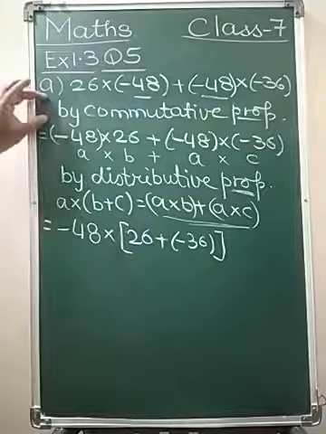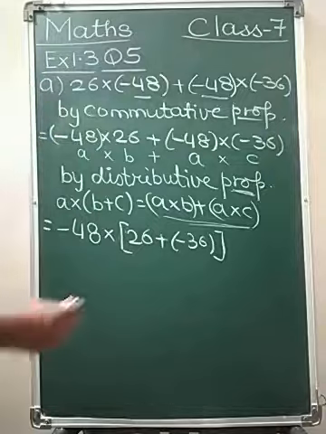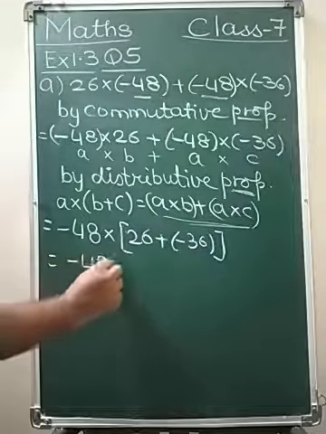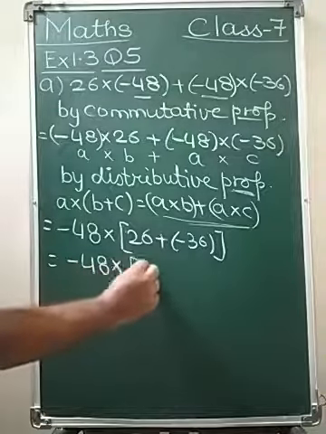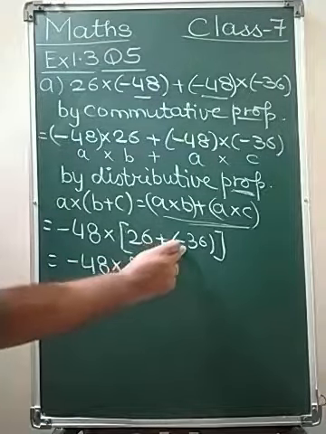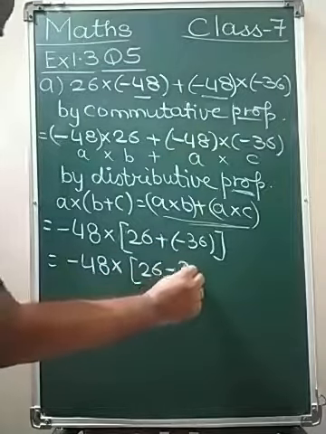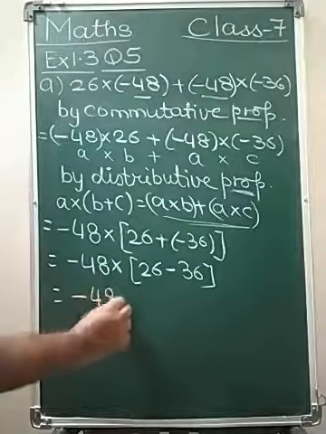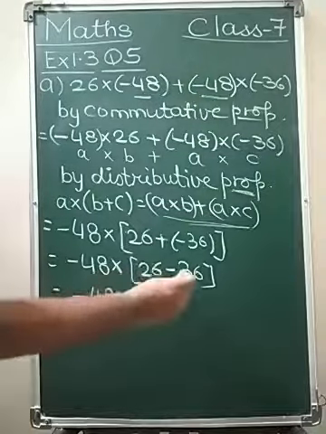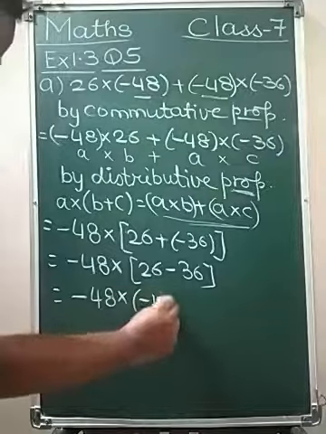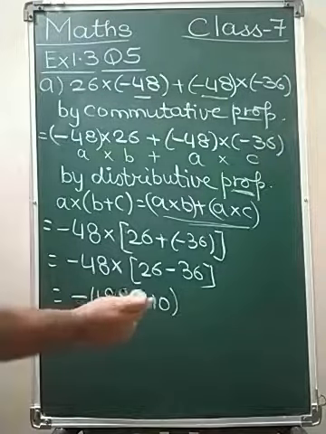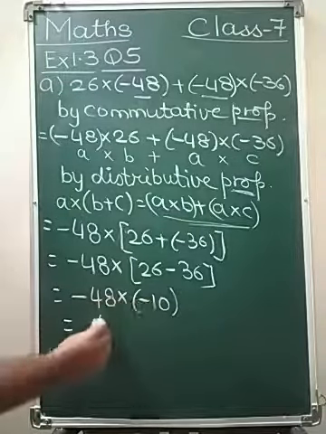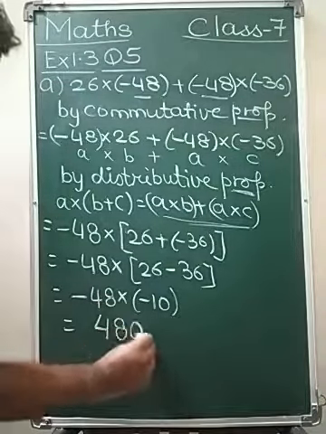Now first we will simplify the bracket. So this equals minus 48 multiplied by 26, plus is outside, minus is inside, so nothing will change, so 26 minus 36. The answer would be minus 10, and minus multiplied by minus, so we are going to get a positive answer, and 48 multiplied by 10, the answer is 480, and done.